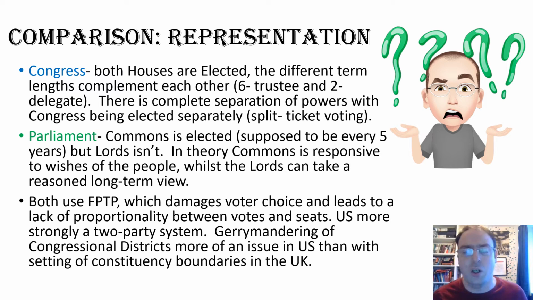So that's more of an issue in the US than it is in the UK, where the setting of constituency boundaries is done more independently. Having said that, there are massive issues with the setting of constituency boundaries in the UK as well, and in the disproportionate size of seats. And that's another part of the representation bit with the US, because you get 2 senators no matter how big your state is. So therefore the number of people you're representing is very different.